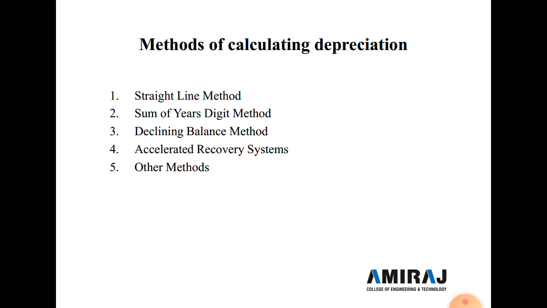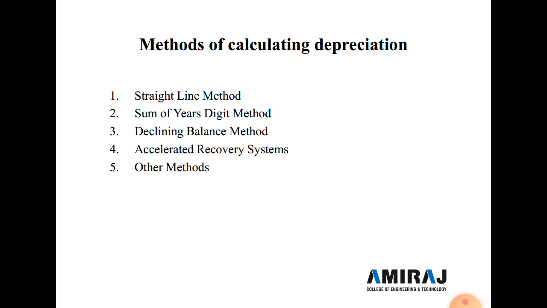The next method is the sum of year digit method. In the sum of year digit method, it is assumed that the book value of the property or equipment decreases at a decreasing rate. For example, if the equipment life is 8 years, first the sum of the years is computed as 1 plus 2 plus 3 plus 4 plus 5 plus 6 plus 7 plus 8.